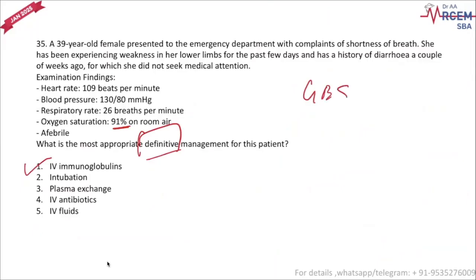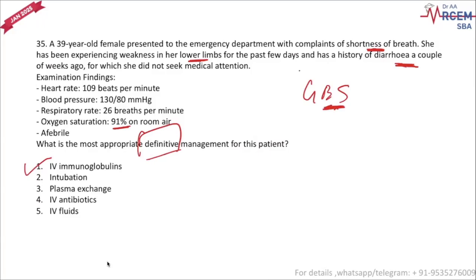It is GBS. Why? Because this patient had diarrhea, and after the diarrhea the patient had lower limb weakness. It is ascending paralysis. After diarrhea, Campylobacter jejuni is the organism which has produced antibodies against the myelin sheath. So the lower limbs are involved, and slowly the diaphragm got involved. That's why the patient is having shortness of breath. So the diagnosis is GBS.